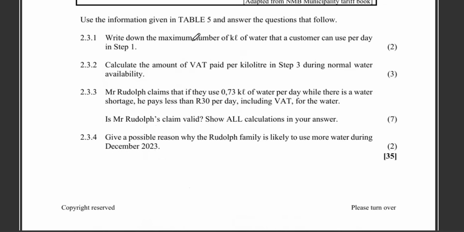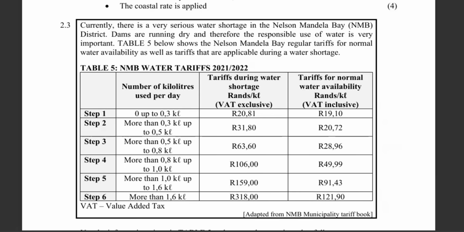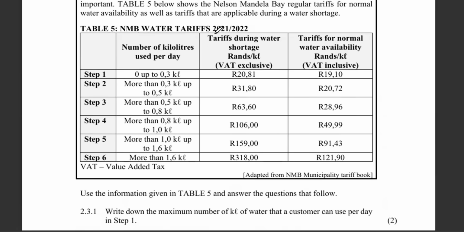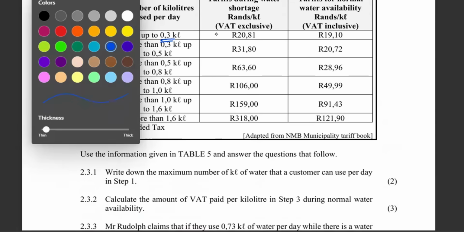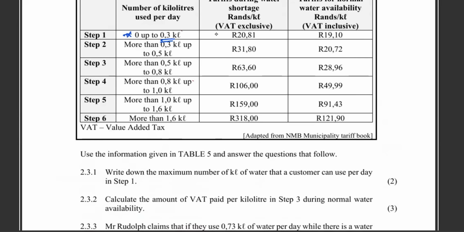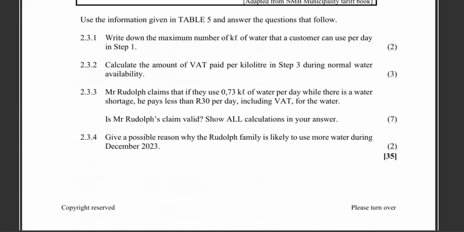They say write down the maximum number of kiloliters that a customer can use per day in step number 1. So step number 1 we have, it's from 0 to, so the maximum is this one here. So we shall come here and say 0.3 kiloliters.